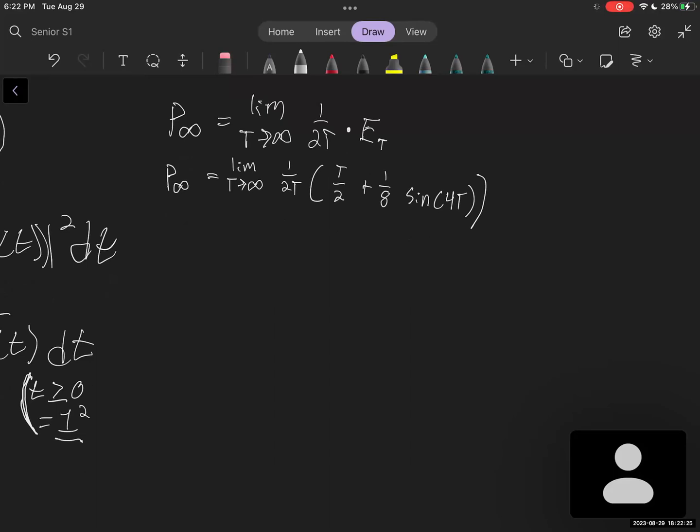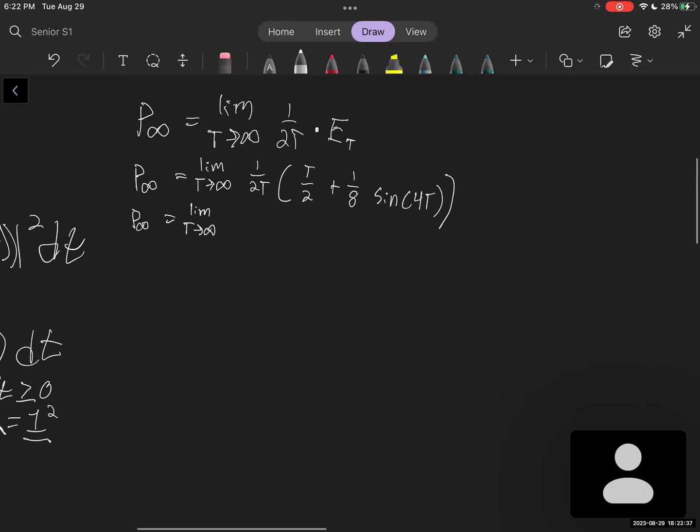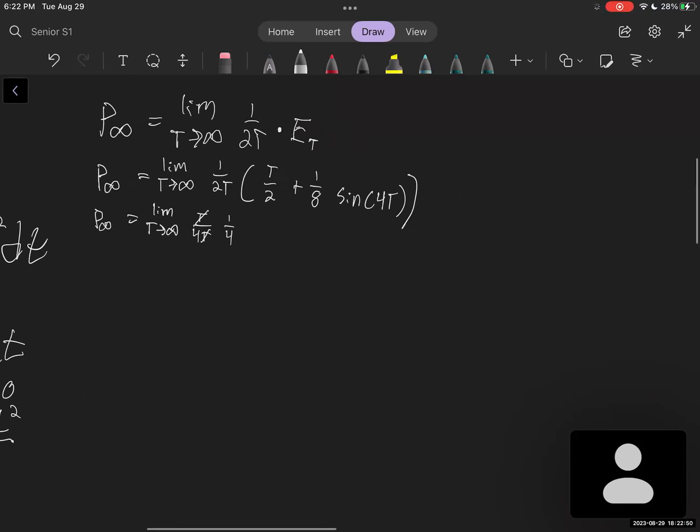And now we can simplify this expression. So we're going to multiply in our 1 over 2t. So we get limit as t approaches infinity. And our first term, we get t over 4t. Our t's cancel. So we're left with 1 over 4. And for our second term, we get 1 over 16t times sine of 4t.